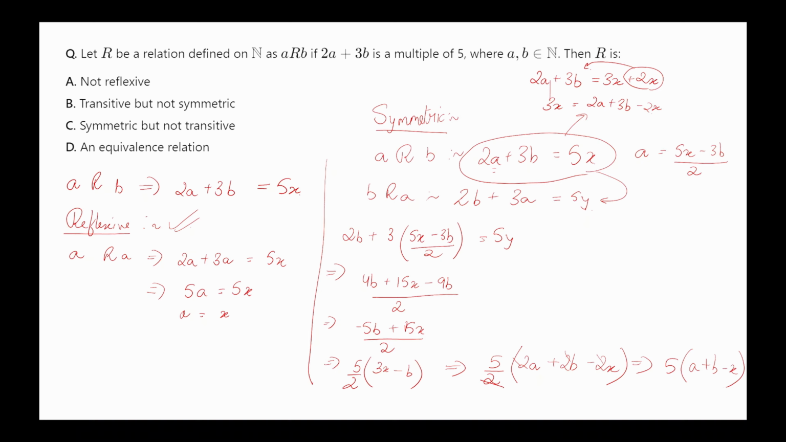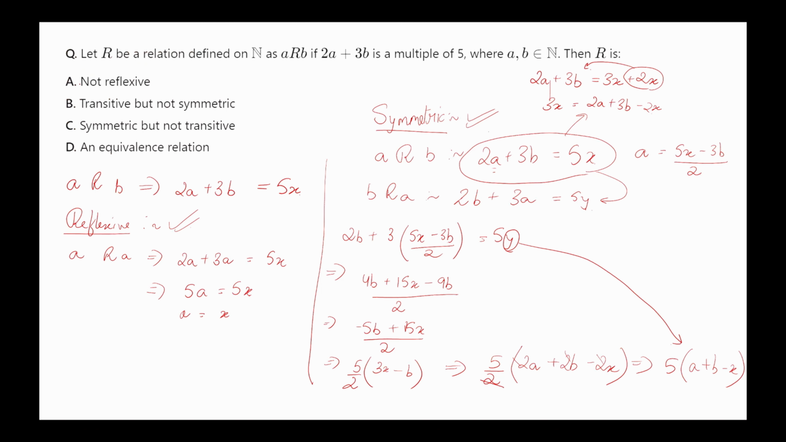That means my y value here is going to come out to be a natural number, a plus b minus x, right? That means it is symmetric. We've gotten this value as well. Now let us check whether it is transitive or not.